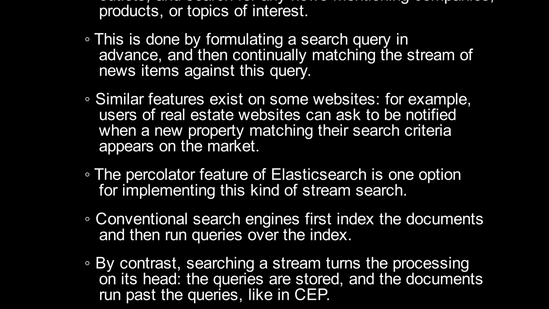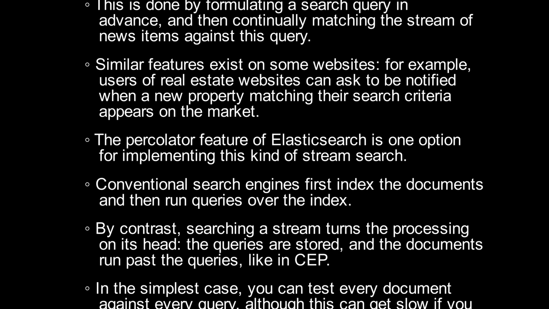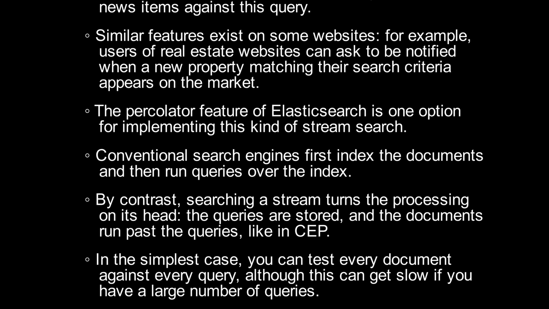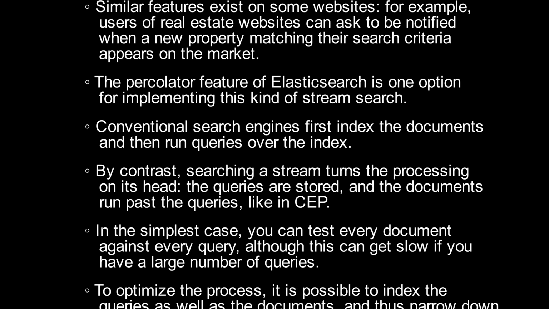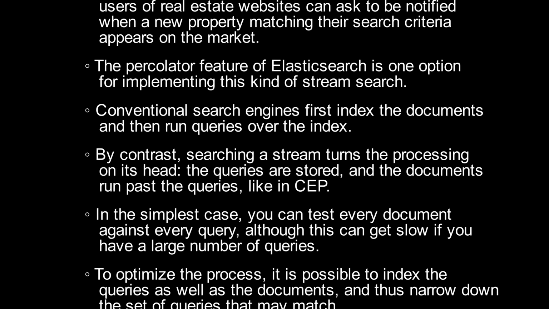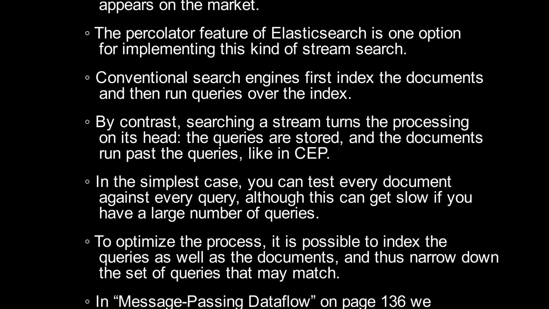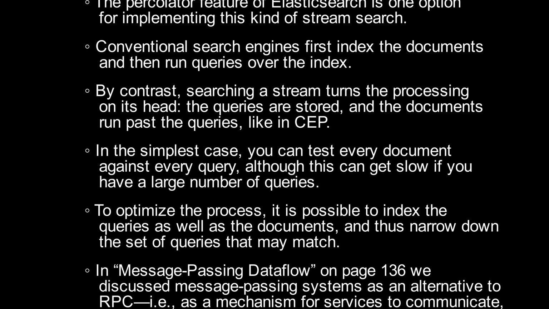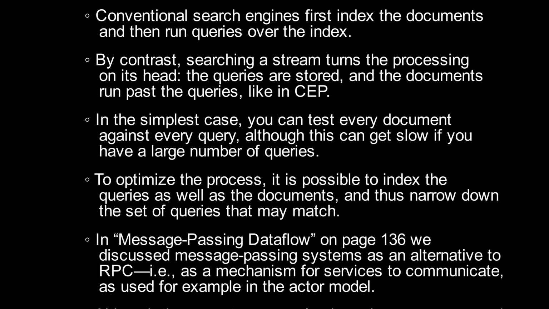Conventional search engines first index the documents and then run queries over the index. By contrast, searching a stream turns the processing on its head. The queries are stored, and the documents run past the queries, like in CEP. In the simplest case, you can test every document against every query, although this can get slow if you have a large number of queries. To optimize the process, it is possible to index the queries as well as the documents, and thus narrow down the set of queries that may match.